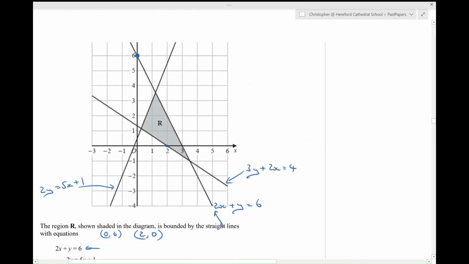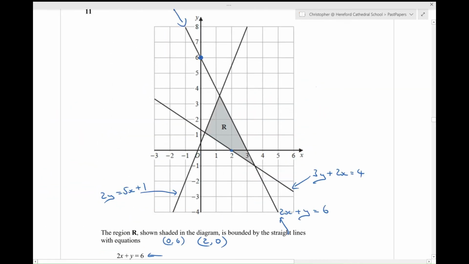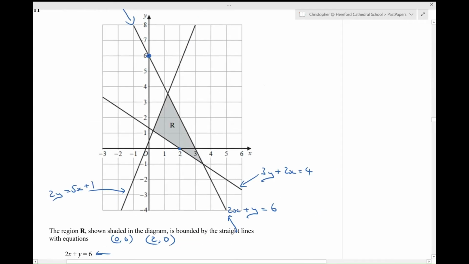Right, now I've identified which line is which, I simply need to specify my inequalities. Right, let's have a look at this first line that we looked at before, this one. I see I've shaded beneath the line. So the relevant inequality is going to be 2x plus y not equals 6, but is less than or equal to 6. And it's less than or equal because the line is solid rather than dashed.